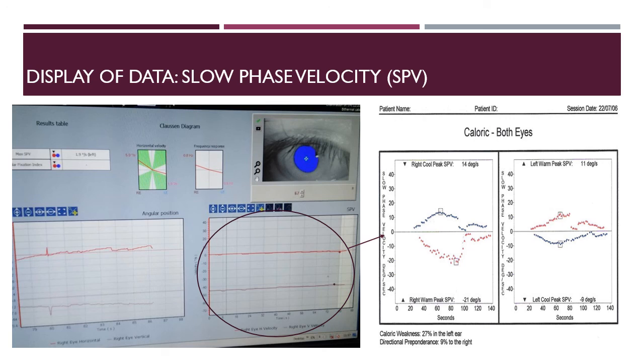For caloric response, the data will be displayed in several types of graph. As for example here, the circle shows the graph of SPV per second. The horizontal axis is for time in seconds, and the vertical axis for SPV in degrees per second. It will display both ears, blue for left and red for right ear, so we can see directly whether the response is stronger or weaker in one ear than the other.